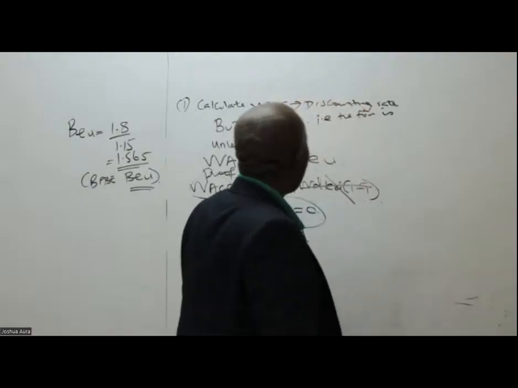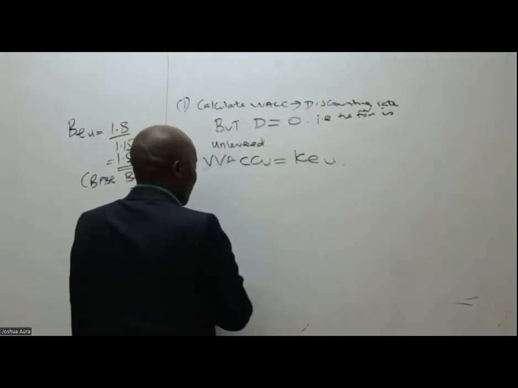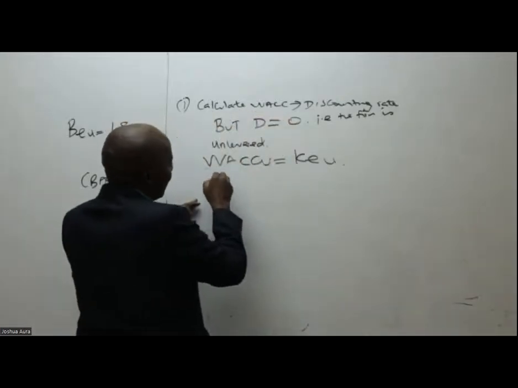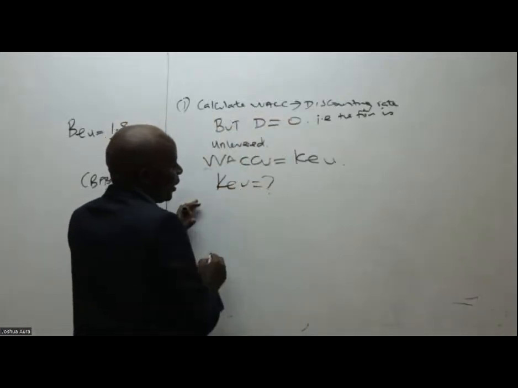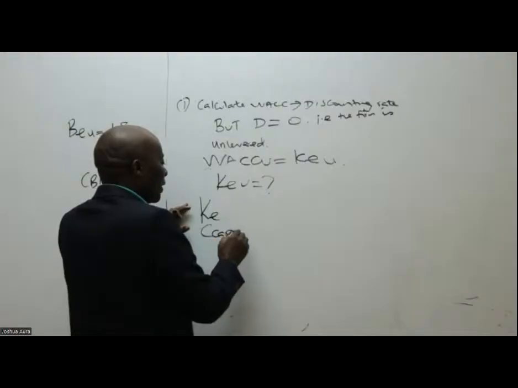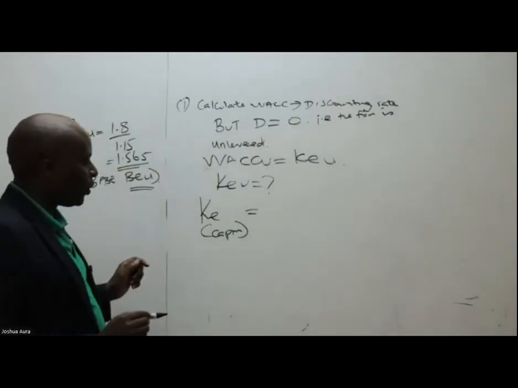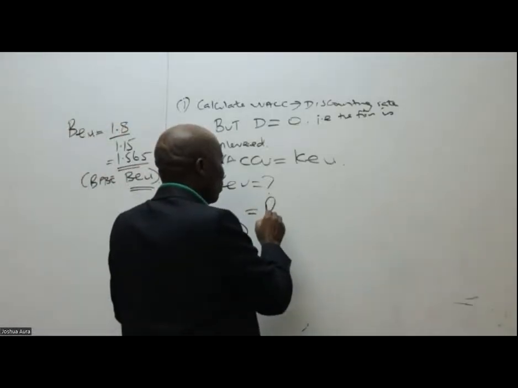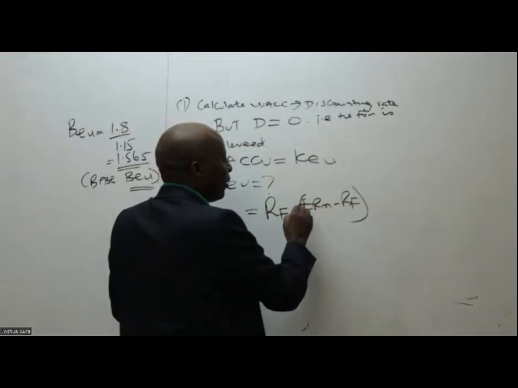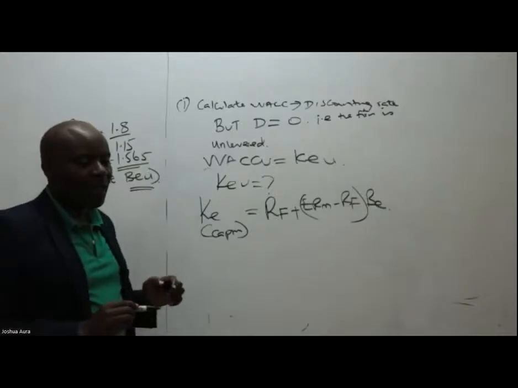So then, ladies and gentlemen, our work here will be to get this Ke U. So how do we get this? First of all, we know one of the functions of CAPM is to calculate cost of equity. And this CAPM goes like this. CAPM will be equal to risk-free plus expected return of the market minus risk-free, multiplied by beta equity.